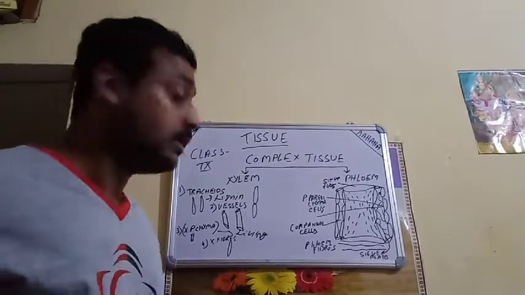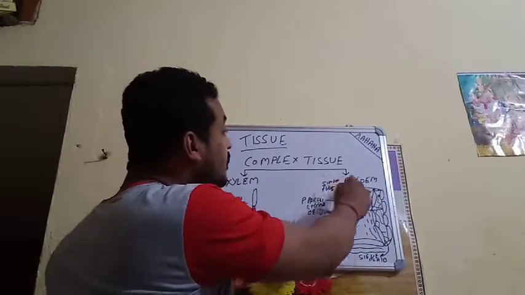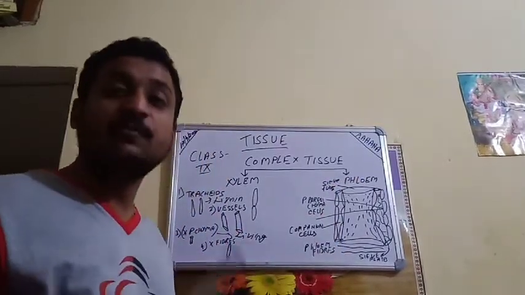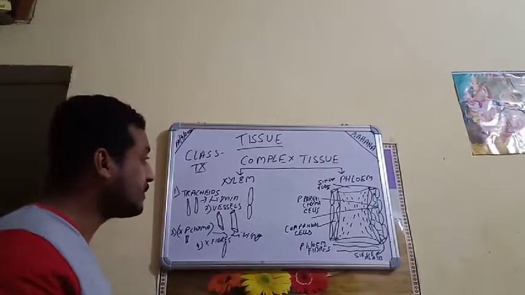I hope it's clear. This is xylem fiber. This is what we have about the xylem. Next we will talk about the phloem. Phloem will conduct the food material. Now, one part we must understand properly.